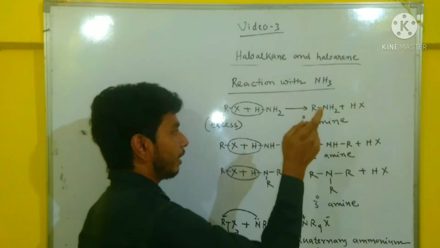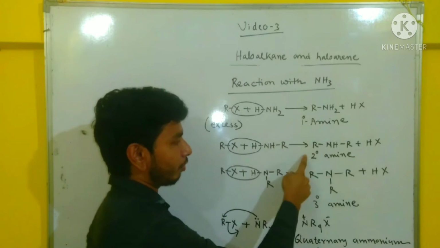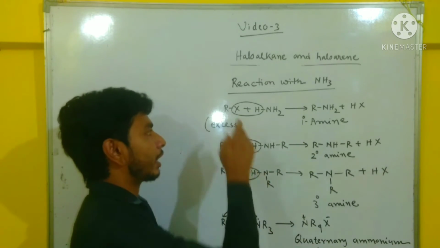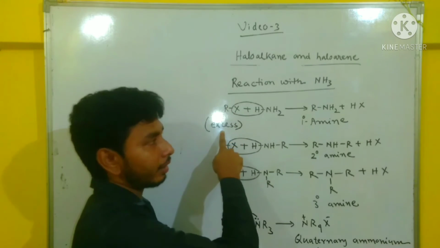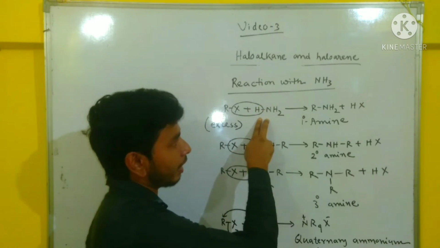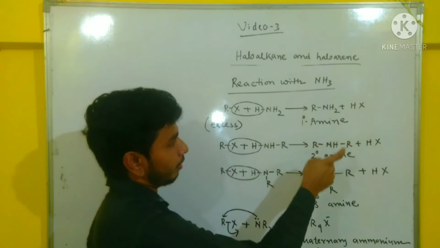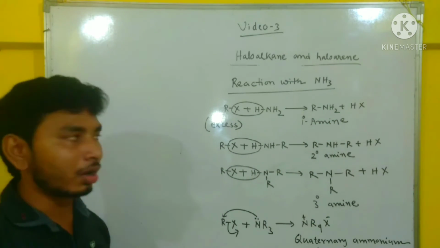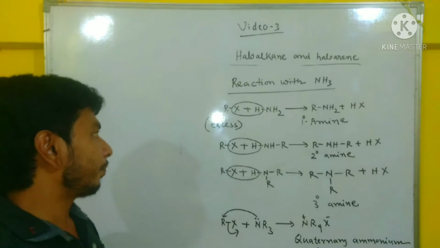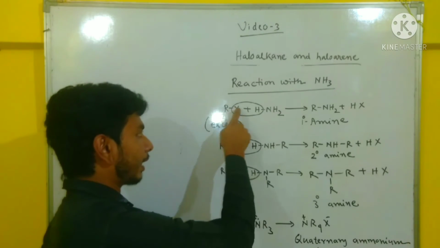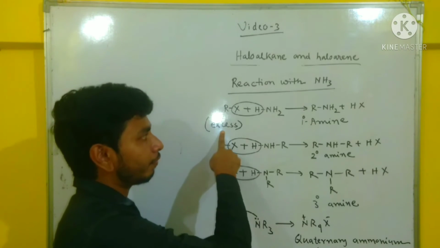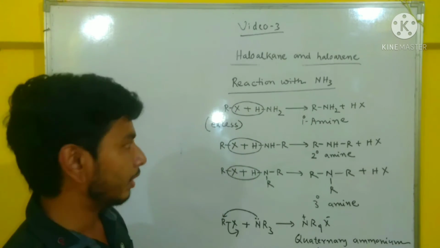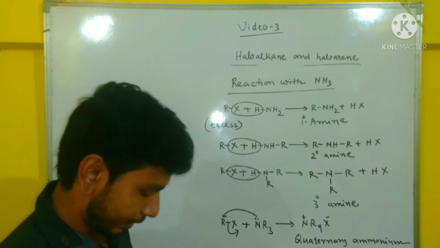So we are getting a mixture of 1 degree, 2 degree, 3 degree and quaternary ammonium salt. So with excess alkyl halide on treatment with ammonia, we are getting 1 degree, 2 degree, 3 degree and quaternary ammonium salt. Here we are taking the alkyl halide in excess. Now if we take ammonia in excess, then what will be the product?